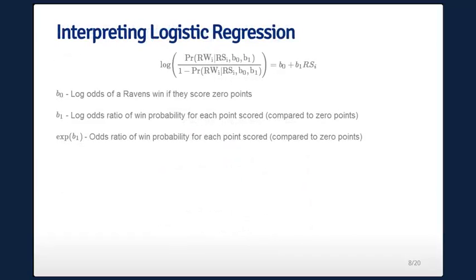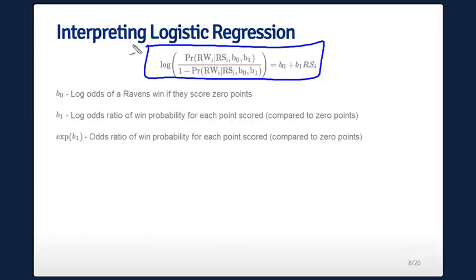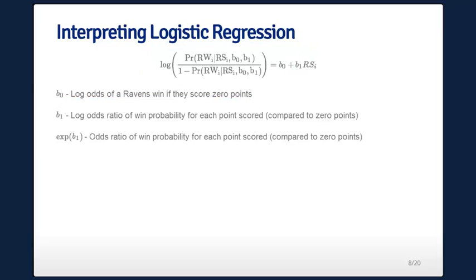Now we have the equation rewritten. How do we interpret these? Beta 0 is the log odds of the Ravens winning if they scored 0 points, right? Because if I just plugged in 0 there, that term would go away and we'd just have beta 0. Beta 1 is the log odds ratio of win probability for each point scored.